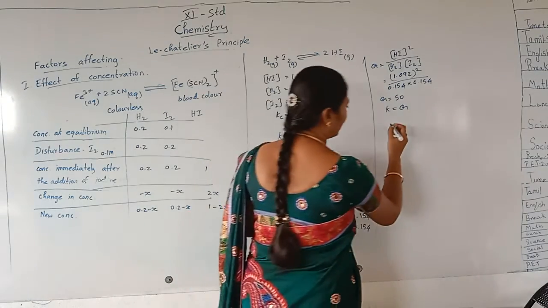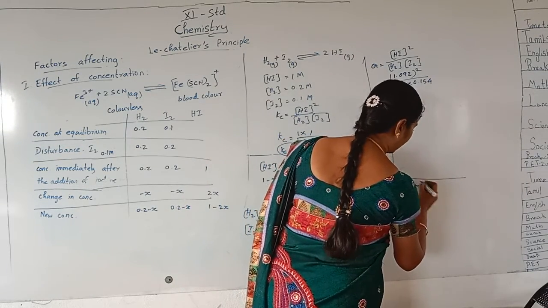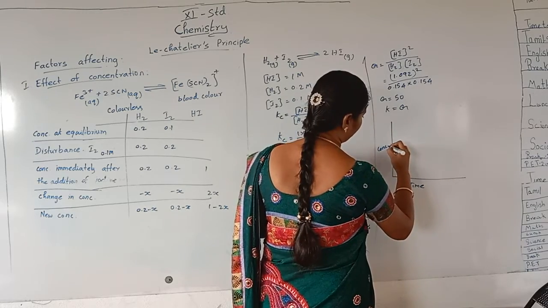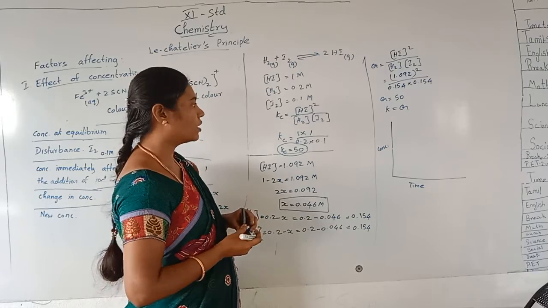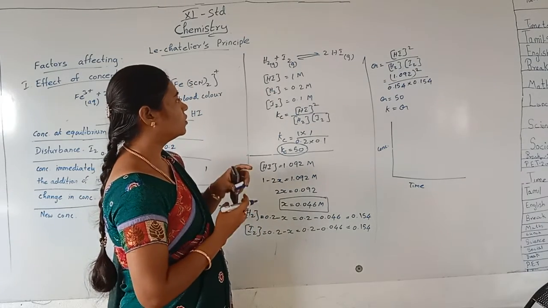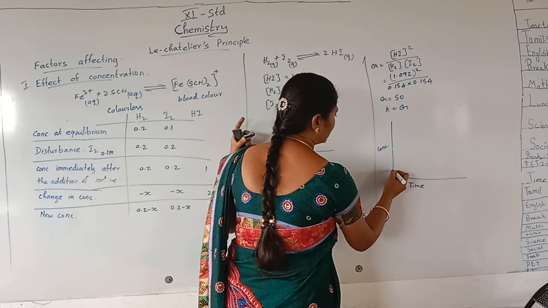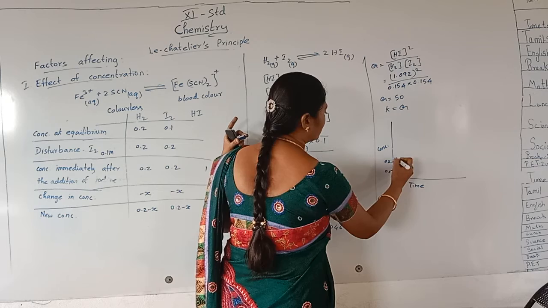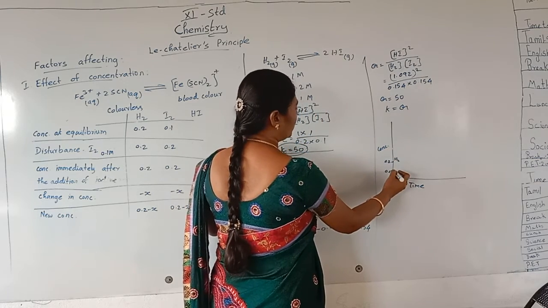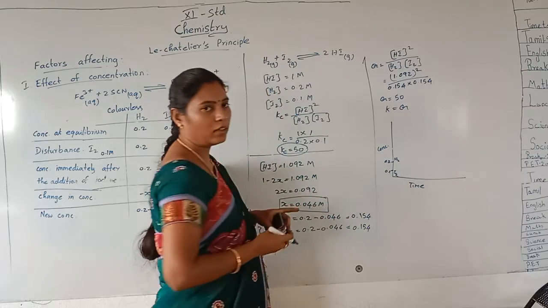So you draw the graph. The graph is time and concentration. In this concentration, first the hydrogen value is 0.2. The next one, the iodine value is 0.1.